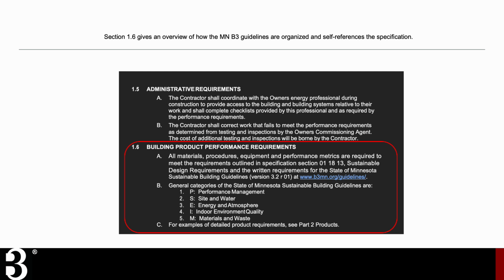The way that the guidelines are broken up into performance management, site and water, energy and atmosphere, indoor environment quality, and materials and waste will kind of go into how this specification and the various other associated spec sections relate to the guidelines in the slides coming up. But this is a general kind of overview of what the B3 is and how it's broken up.